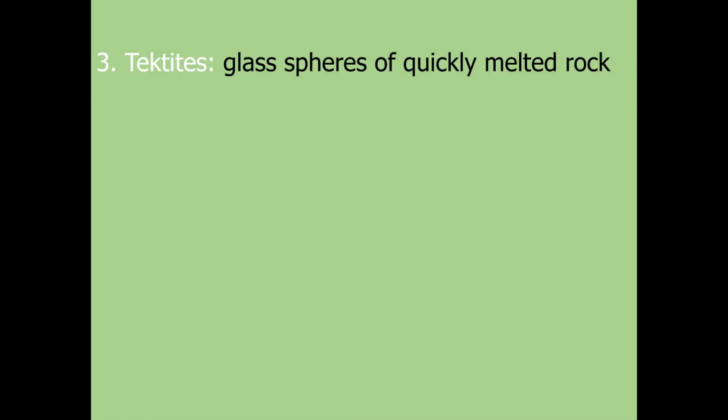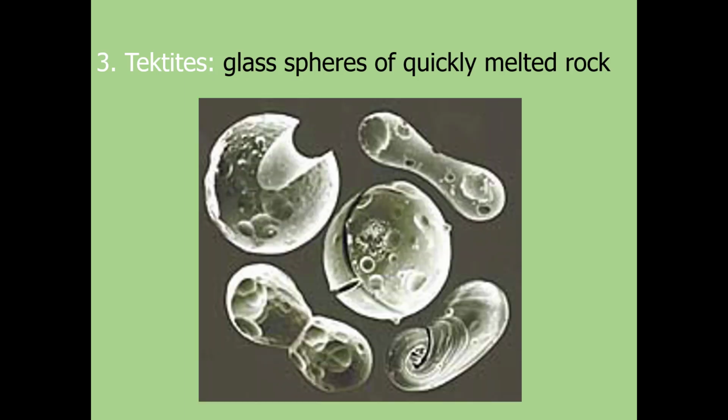So we can move along to tektites. Tektites are glass spheres, often called spherules, and they're quickly melted rock. These are taken under scanning electron microscope images, and tektites can be anywhere from a couple millimeters to about 10 centimeters or so in length. They form when rocks are rapidly melted, fly through the air, and cool as they're flying, which is how they have this very fluid texture to them.